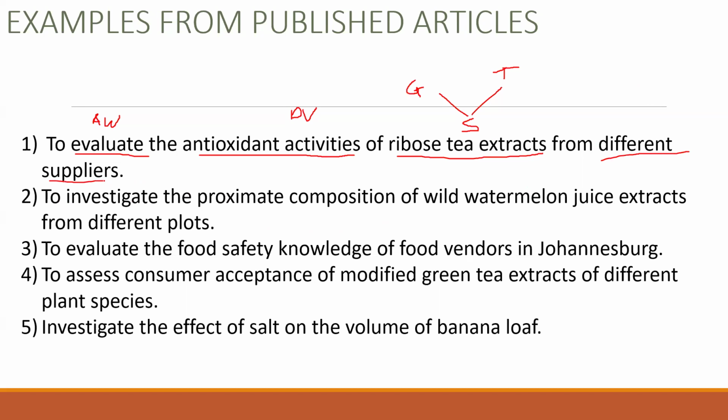So different suppliers will be our independent variable, IV. So this objective is a very good objective. I can see from this objective that, oh, so antioxidants, rooibos teas from different suppliers, then I can already think about doing an analysis of variance to check differences in the mean of antioxidant activities. Yes, I'm going to compare antioxidant activities, which will be the mean. And then evaluation means I want to see which one is the highest, which one is the lowest, what is the average, and stuff like that.